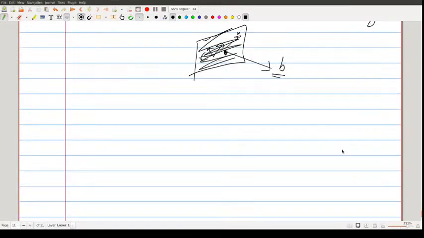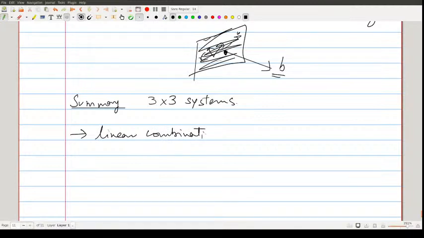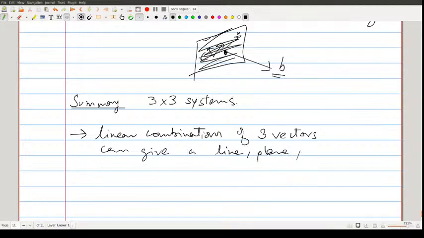let's try to summarize all of what we've said. I've said a lot of things, and let's just give a short little summary, at least for 3x3 systems, what we've found so far. We found that the linear combination of three vectors can give a line, a plane, or the whole of R3.